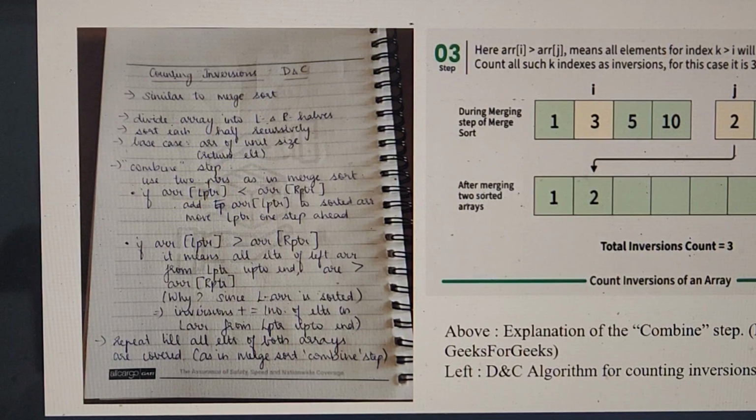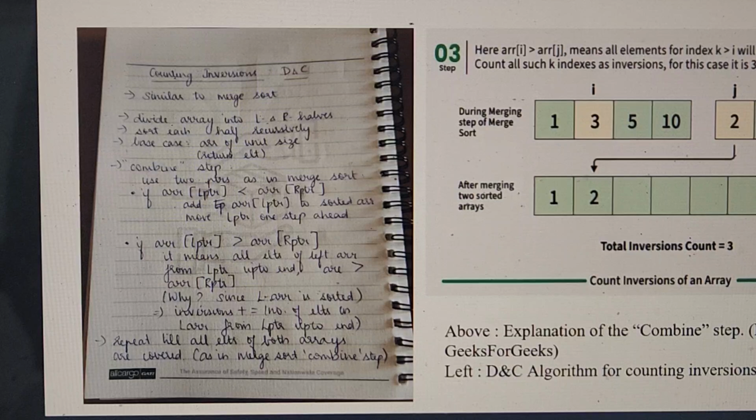You divide the array into two halves, left half and right half. That is your divide step. The conquer step, your base case again, is an array with just one element, an array of unit size, and you return that element as such. That is what you do in the conquer step. Those two are exactly the same. The combine step is also very similar.